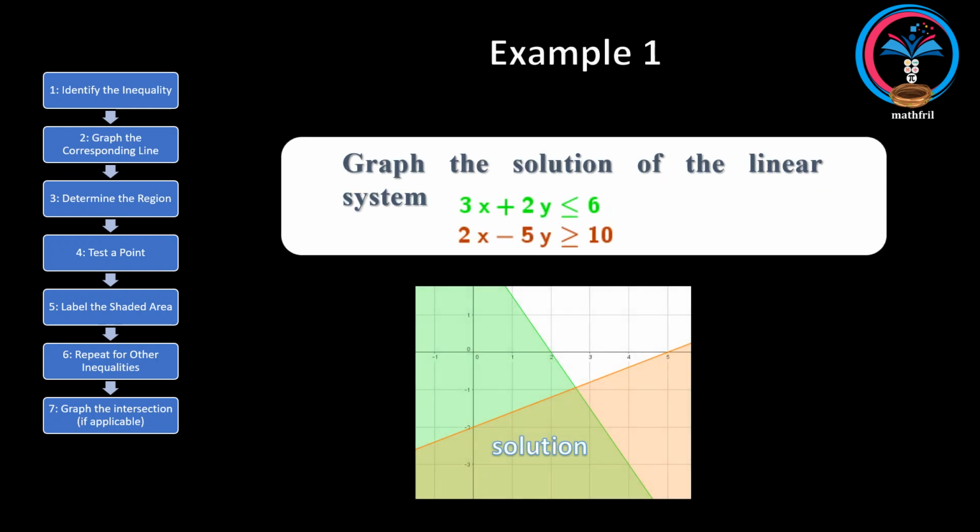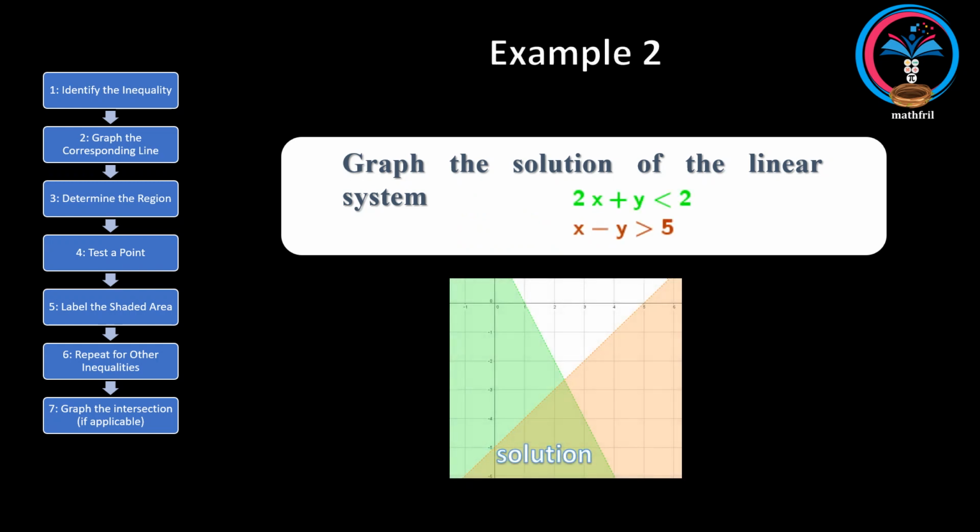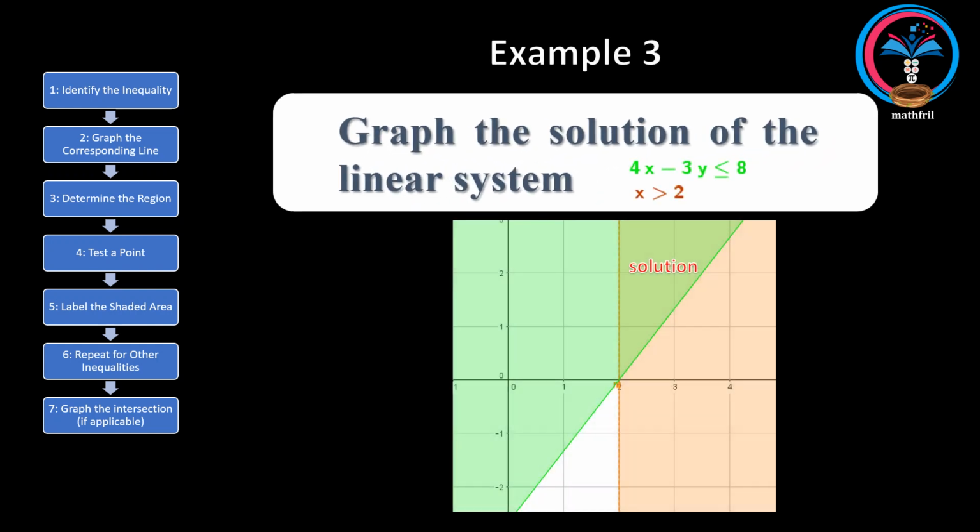This is an example of the answered system of linear inequalities. The solution is overlapping here. And the second example, and the third example.